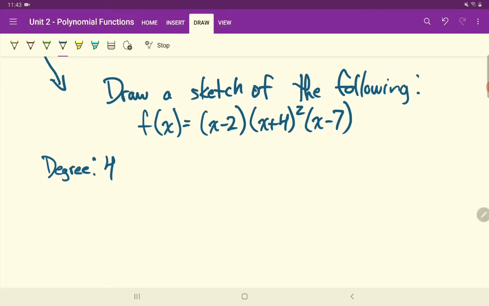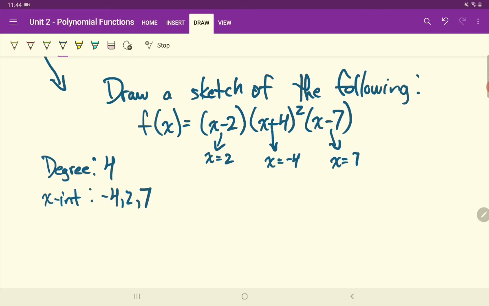Now, it'd also be a good idea to determine my x-intercepts, so I can roughly plot them. Well, my x-intercepts are x equals 2, x equals -4, and x equals 7. So -4, 2, 7. I have 3 x-intercepts here. I also need to know, is my graph opening up or down?